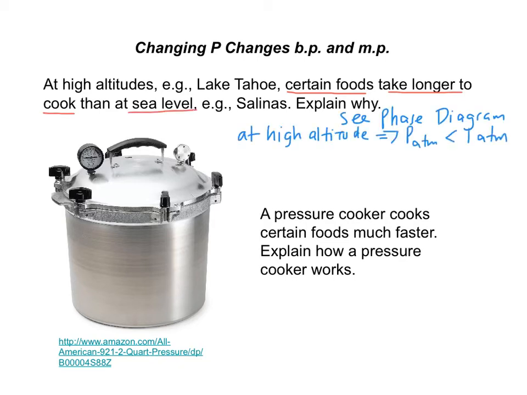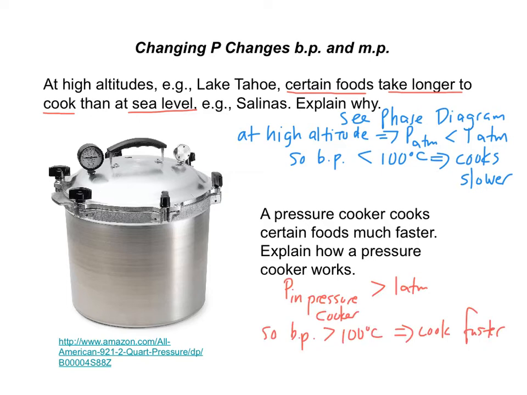And the answer is, at high altitudes, the atmospheric pressure is less than 1 atmosphere, so water boils at a temperature below 100 degrees. A friend suggested I buy a pressure cooker, but I was a poor college student and couldn't afford one. Stop the video and explain how a pressure cooker works.